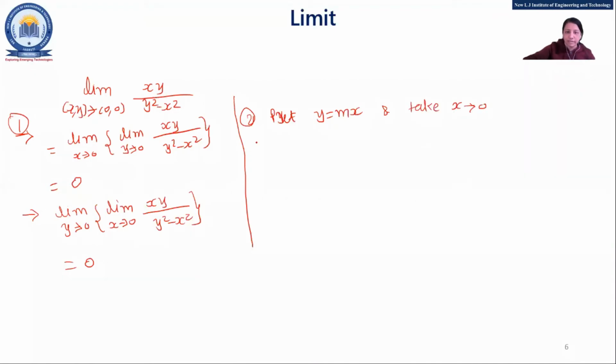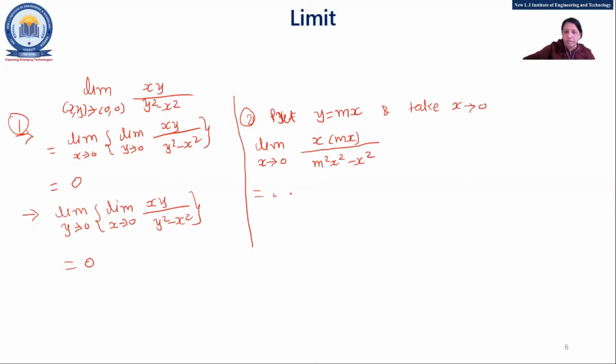Fine. So which way can I write it? Limit x tends to 0, and instead of y, I'll put mx. So here it is: x, first write in this way, in bracket mx, y square. So it is obviously m square x square minus x square. So what is the answer of this?